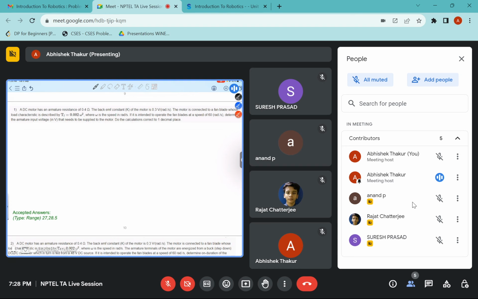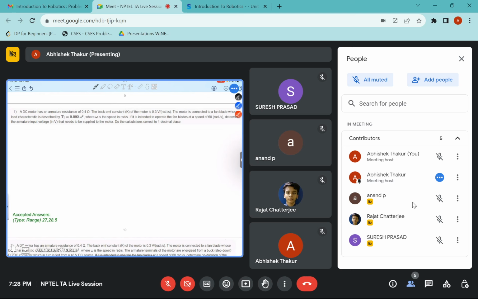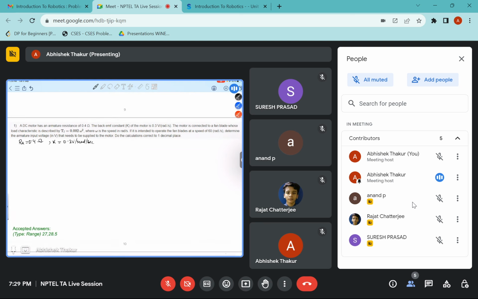So now we'll move on to the first question. A DC motor has an armature resistance of 0.4 ohm. So armature resistance RA is given as 0.4 ohm. Also the back EMF constant K is given as 0.3 volt per radian per second. And the motor is connected to a fan blade whose load characteristic is described by TL equal to 0.002 omega square.